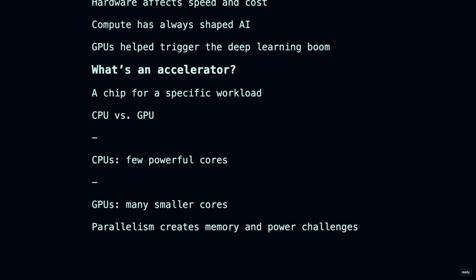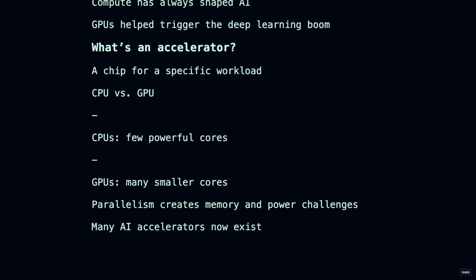The more you optimize for parallel work, the harder memory design and power delivery become. So accelerator performance is always a balance, not just a speed race. NVIDIA GPUs inspired a whole ecosystem of AI chips. Some are general-purpose GPUs, while others are more specialized, like TPUs, Gaudi, IPUs, LPUs, and Cerberus systems.